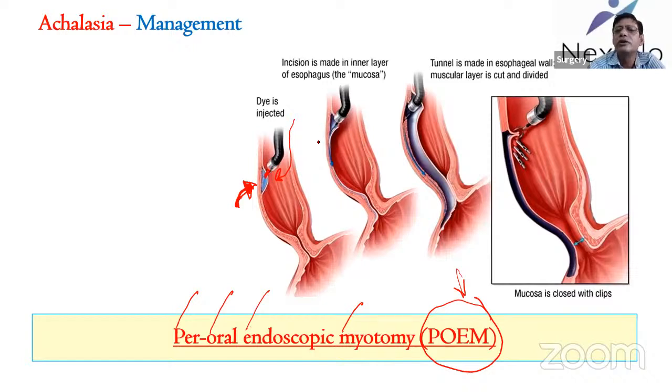And then through the incision that we have made in the mucosa, the endoscope is inserted further inside like this, as in the third picture you see, and the circular muscle fibers are cut. And ultimately, the endoscope is withdrawn back and the incision is closed with clips. This is known as POEM, per oral endoscopic myotomy.